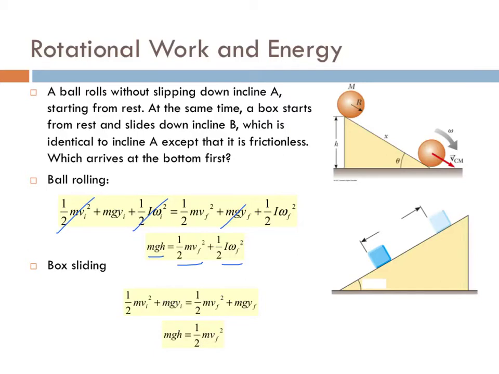This box that slides will have 0 kinetic energy at the beginning and 0 potential energy at the end. So that means that our box that slides is going to arrive faster at the bottom of the incline than an object that rolls. The reason for that is that all of its energy is no longer being transmitted only to kinetic energy, but has to be shared with rotational kinetic energy.